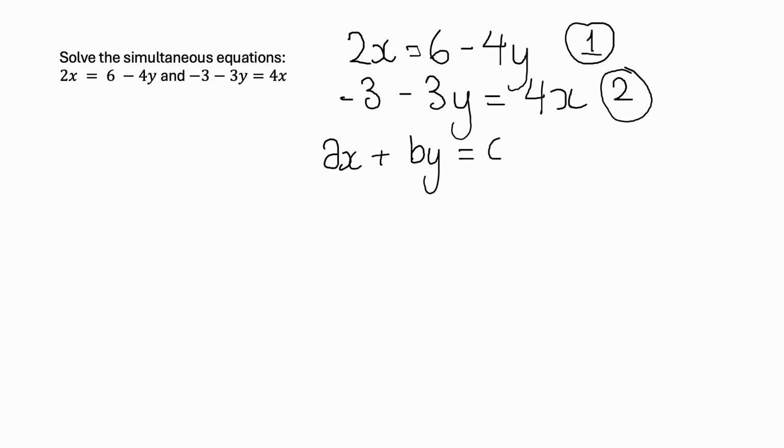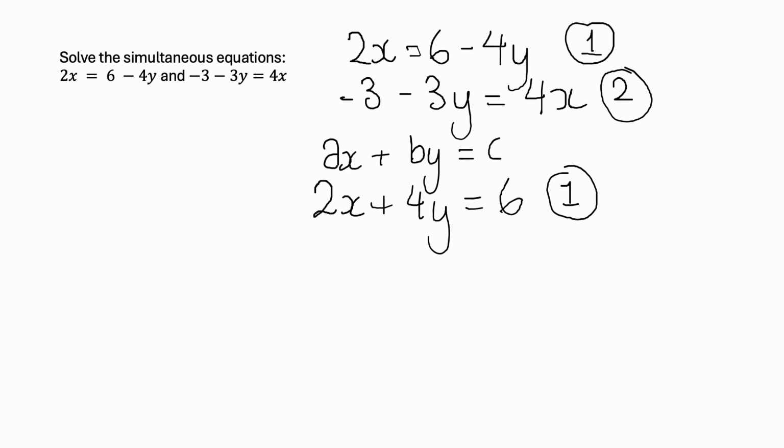So if we look at the first one here, we have 2x is equal to 6 minus 4y. We need to keep the x's and the y's to the same side. So what we can do is move the negative 4y to the left hand side. And in order to do that, we need to add 4y on both sides, because by adding 4y on both sides, we are eliminating the negative 4y on the right hand side. And whatever you do to the right, you do to the left. So for the first equation, we get 2x plus 4y is equal to 6.